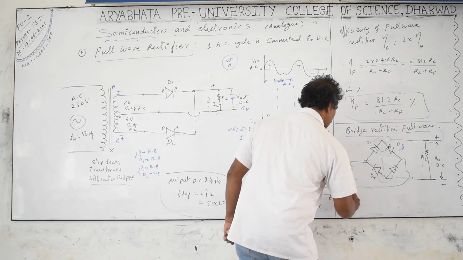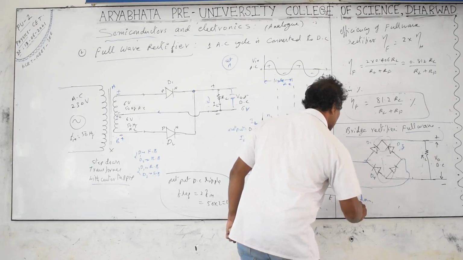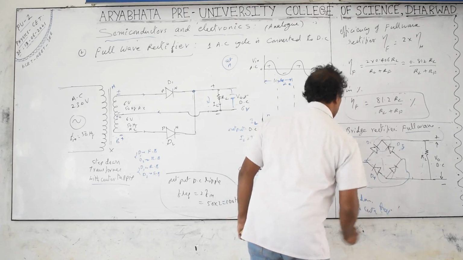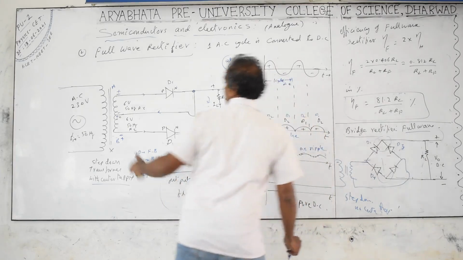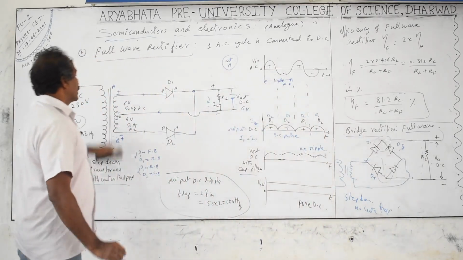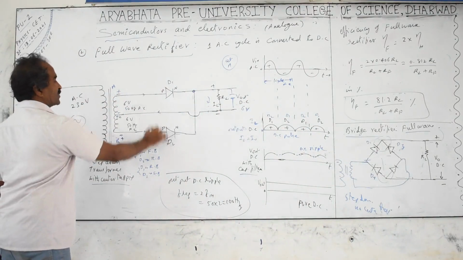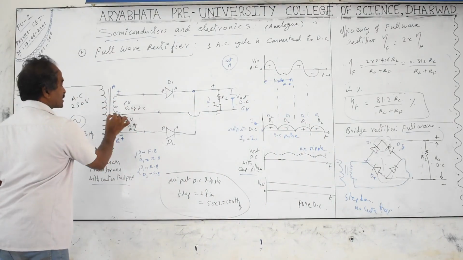Step down transformer, no center tapping. In the step down transformer, center tapping is not required if you are using the bridge rectifier. But in the case of the step down, these two diodes, if you are using the step down transformer plus center tapping.